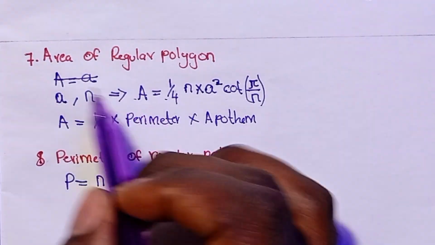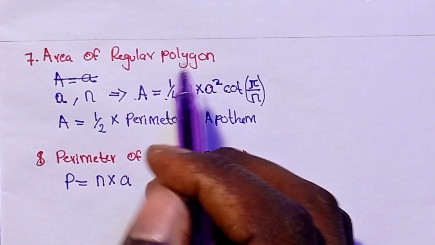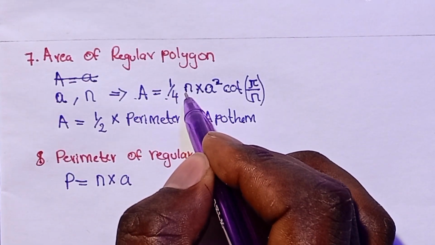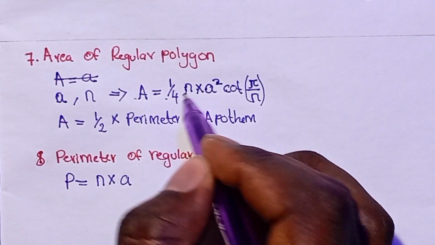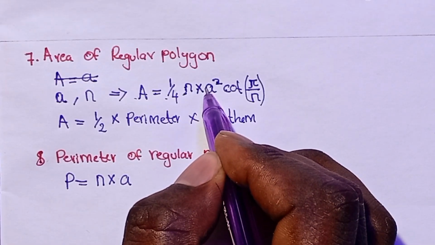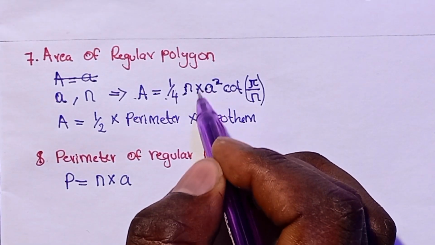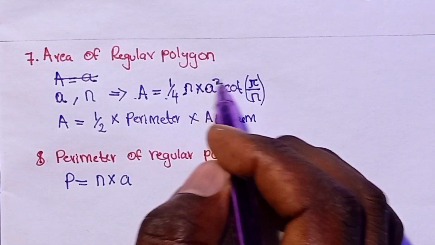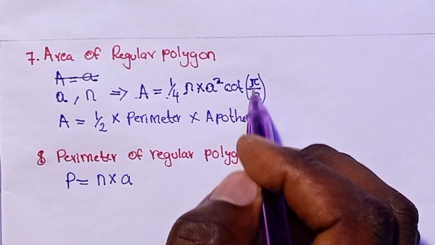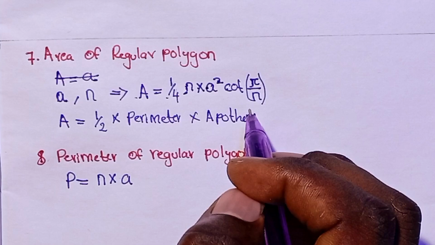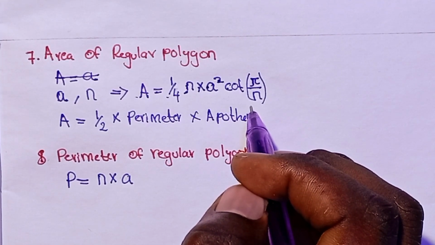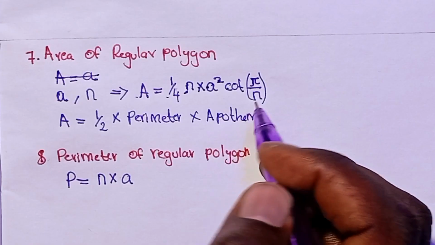To emphasize the area of a polygon: area is equal to a quarter times n. This n is the number of sides, and this a is the side length. It can be 8, it can be 10, it can be any number. Squared, cot pi all over n. Pi is 22 over 7 or 3.14, or the pi you are going to use.